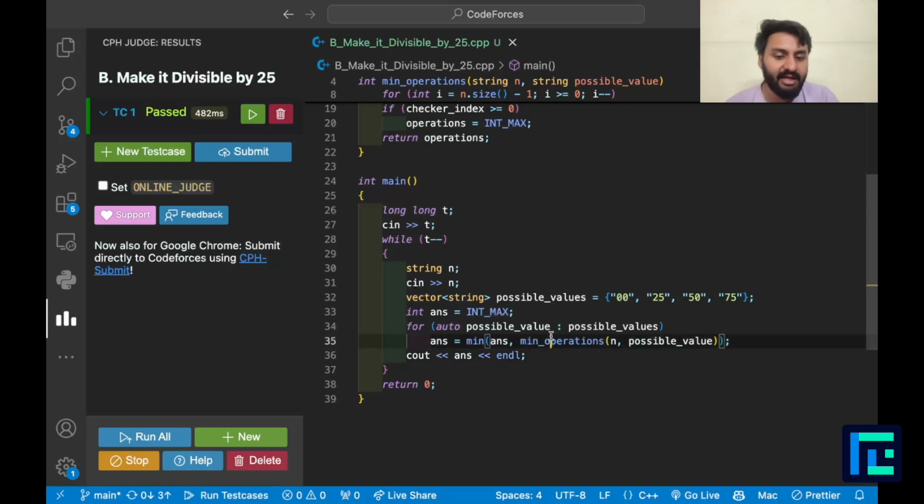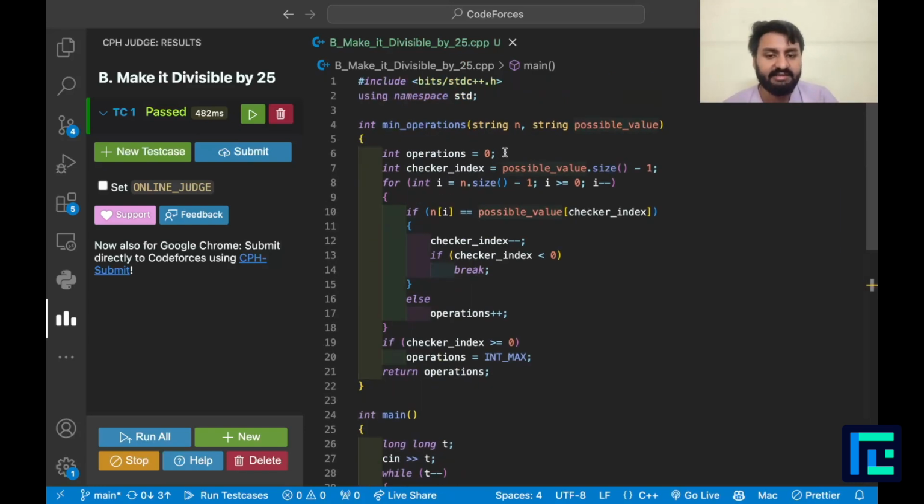Now, what is happening in min operations? I'm passing n over here, that is the number in string format, and the possible value. Am I trying to create 00 at the end, 25, 50 or 75? Now what I'm trying to do, let's see. I have an operations variable, which is 0 initially. That is the current operations, which tells me the amount of operations it took.